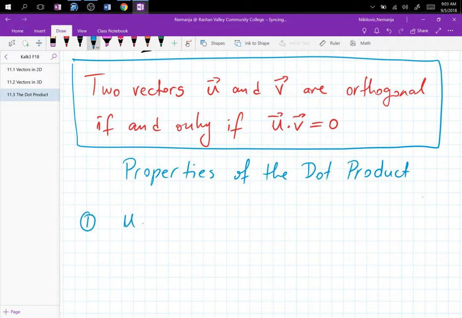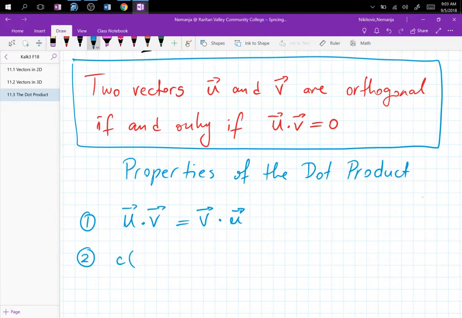Number 1, dot product is commutative. So this is one of the proofs. If you want the honors option, you can do it with 2D vectors u1, u2, v1, v2.